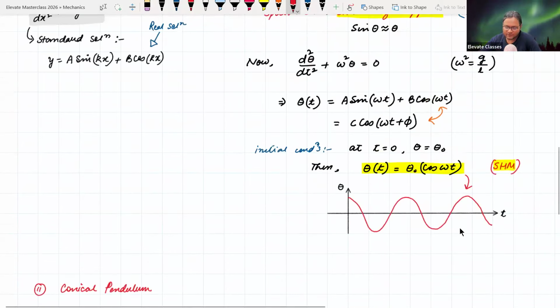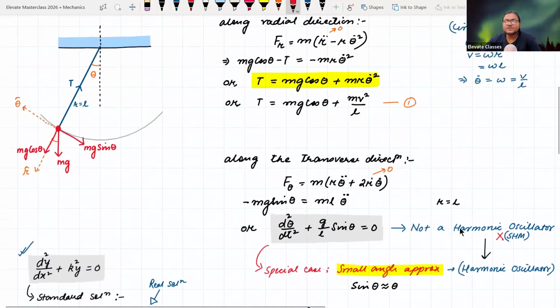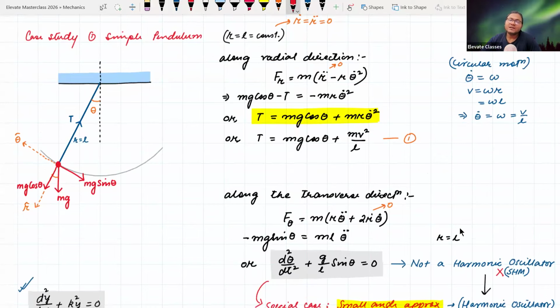Conical pendulum is a little bit different. What is a simple pendulum? The motion of a simple pendulum is restricted to a plane. A conical pendulum is when a bob is suspended from a ceiling using a string, but the motion is not constrained to a plane. The motion is along the cone.